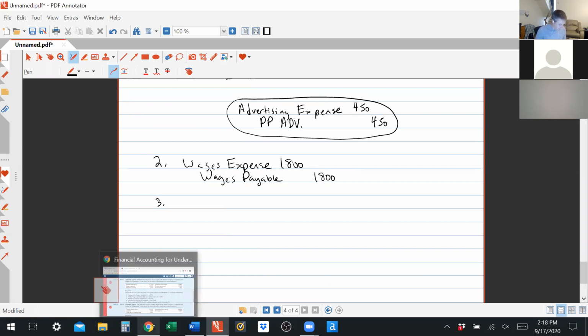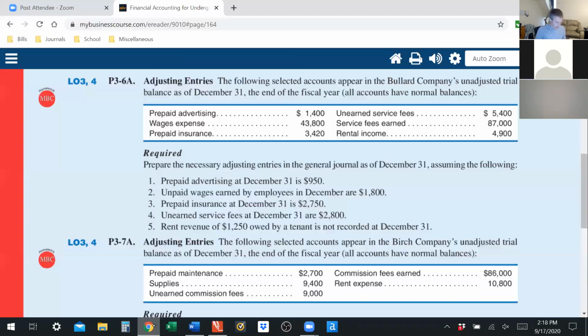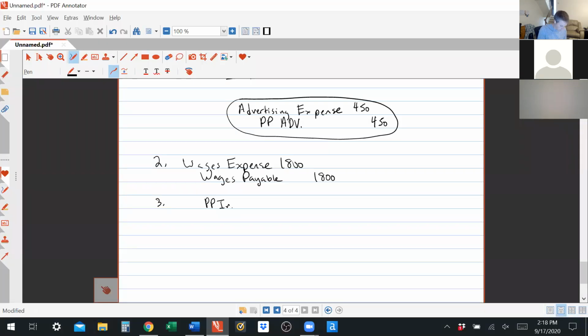Three is just like one. Instead of prepaid advertising, we have prepaid insurance. So make a T account. We paid some amount in advance to be insured. We would have debited prepaid insurance, credited cash.